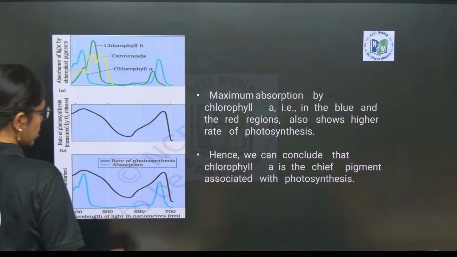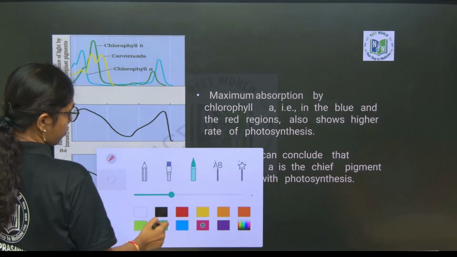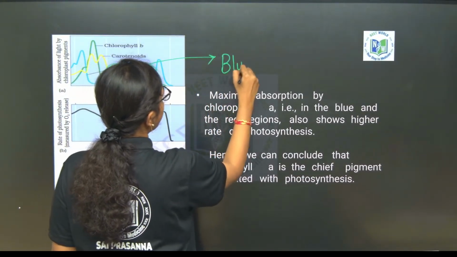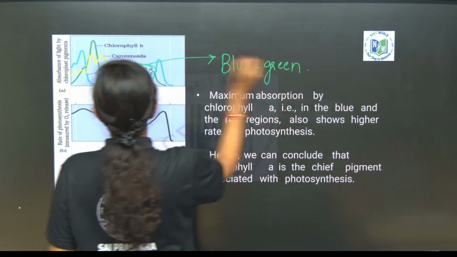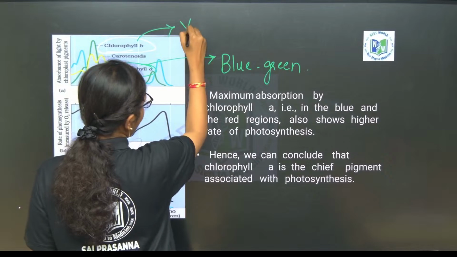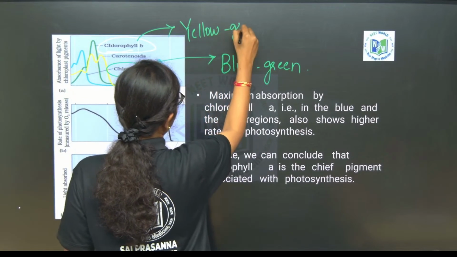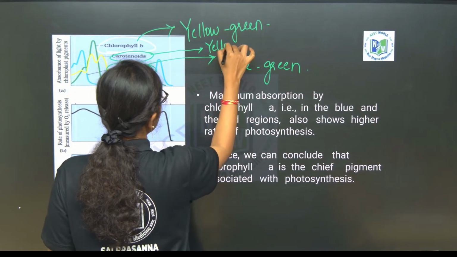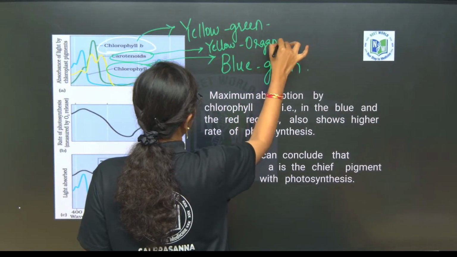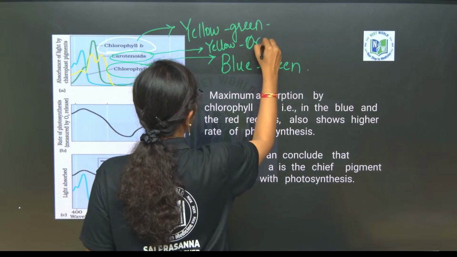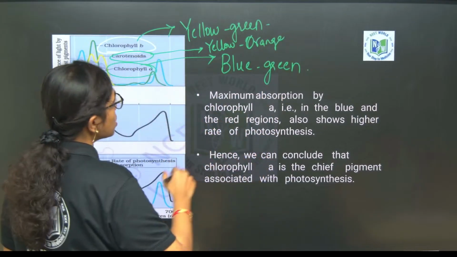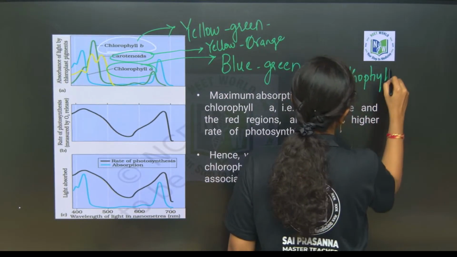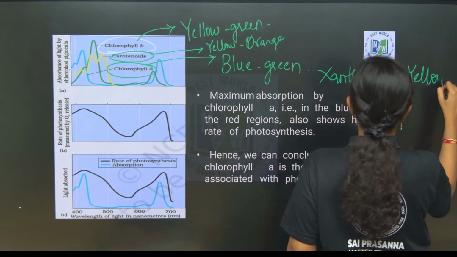Chlorophyll a is what color? Chlorophyll a is blue green in color. Chlorophyll b will be yellow-green in color. Carotenoids are yellow to orange in color. And xanthophylls are yellow in color. Clear?